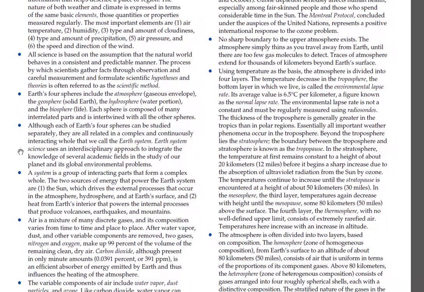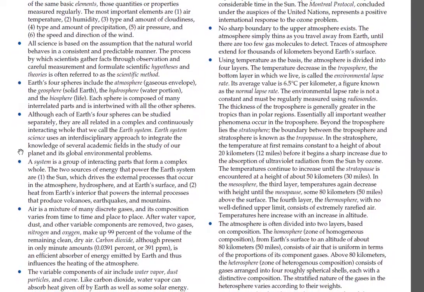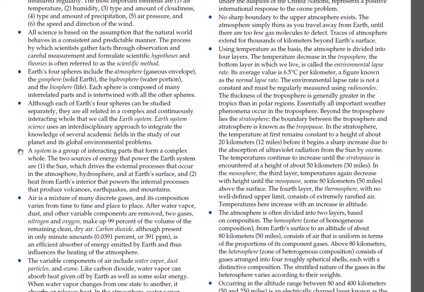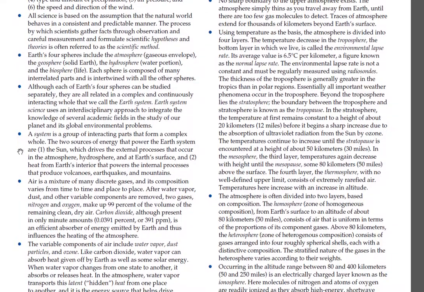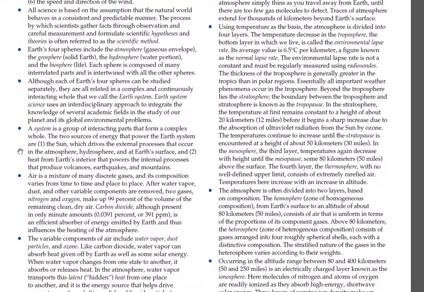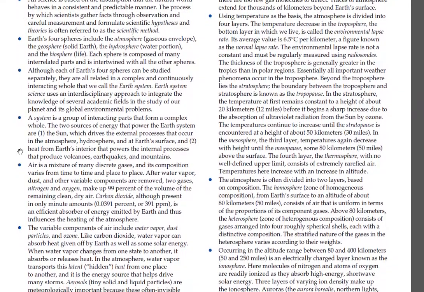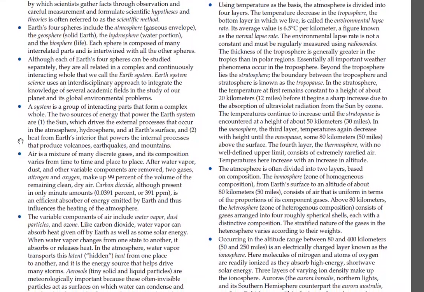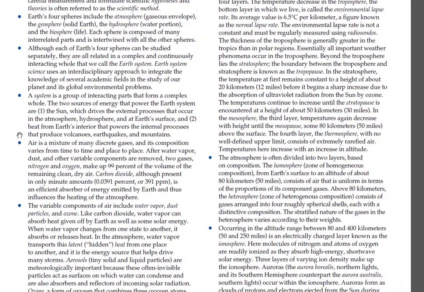Earth system science uses an interdisciplinary approach to integrate the knowledge of several academic fields in the study of our planet and its global environmental problems. A system is a group of interacting parts that form a complex whole. The two sources of energy that power the Earth system are: 1. The Sun, which drives the external processes that occur in the atmosphere, hydrosphere, and at Earth's surface, and 2. Heat from Earth's interior that powers the internal processes that produce volcanoes, earthquakes, and mountains.